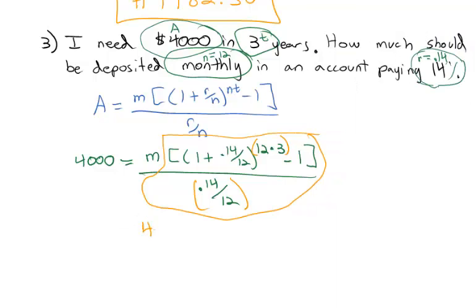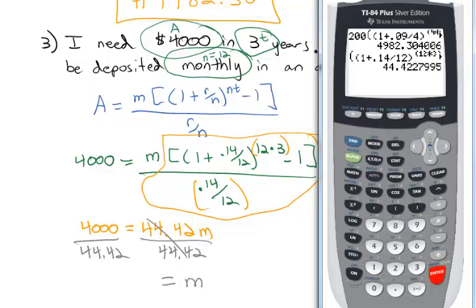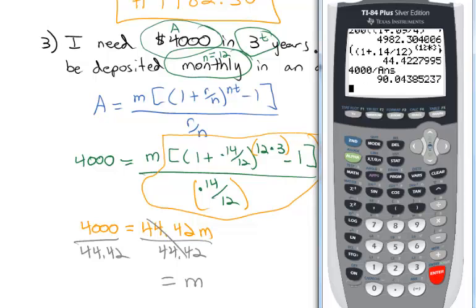44.42. 44.42 M equals 4,000. So to solve for M, we divide by 44.42 to find what that monthly payment should be. So we're going to type in 4,000 divided by, and then again to make sure we get the accuracy of all the decimals, we're going to grab that previous answer. Second answer is going to grab that 44.4227995. Make sure it's exactly correct. The monthly payment is 90.04.